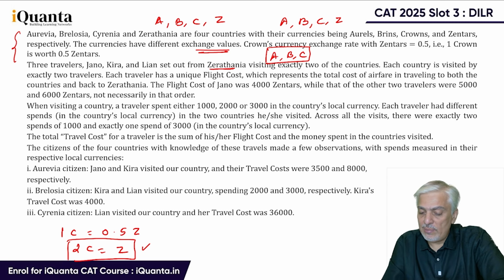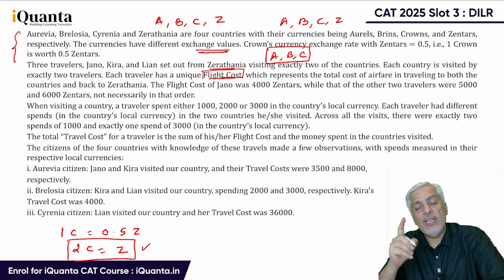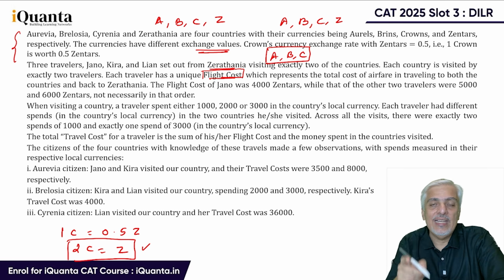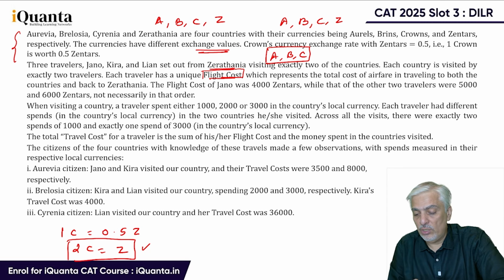Each country is visited by exactly 2 travelers. Each traveler has a unique flight cost, which represents the total cost of the airfare in travel to both the countries and back. So flight cost includes everything. Cost of going from say Z to A, then from A to B, and then B to Z, home back. So all that is flight cost.